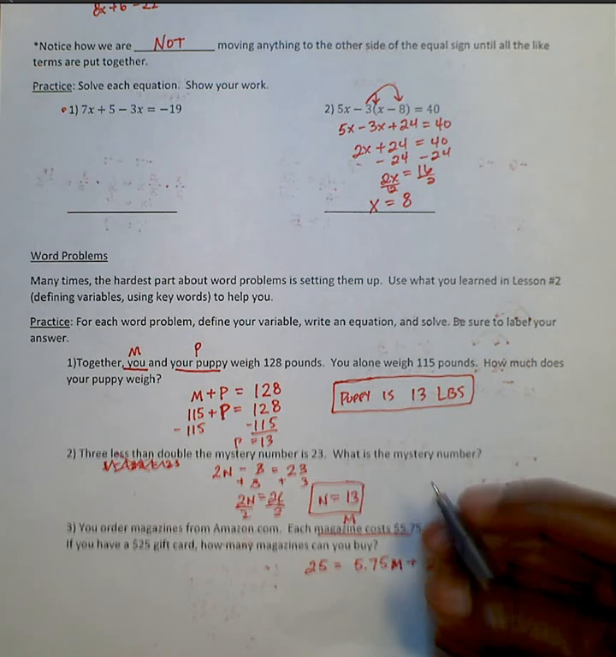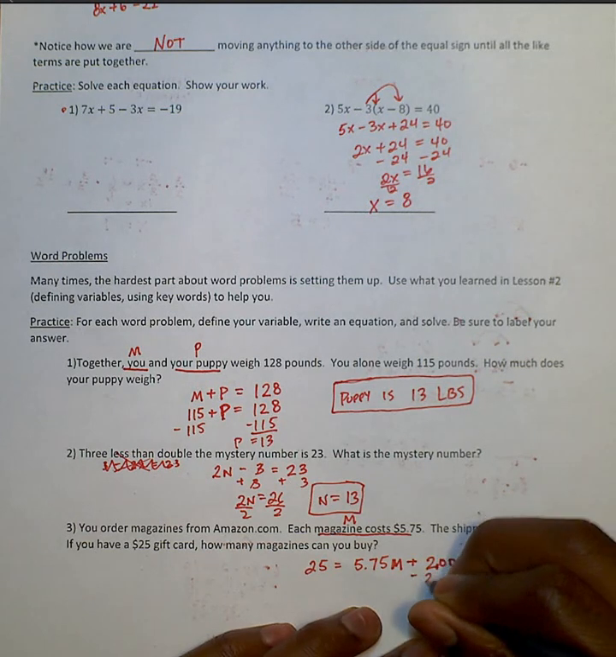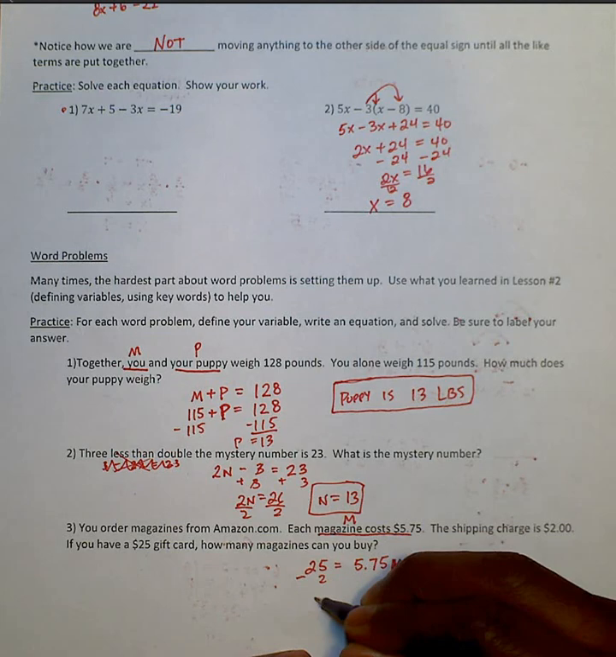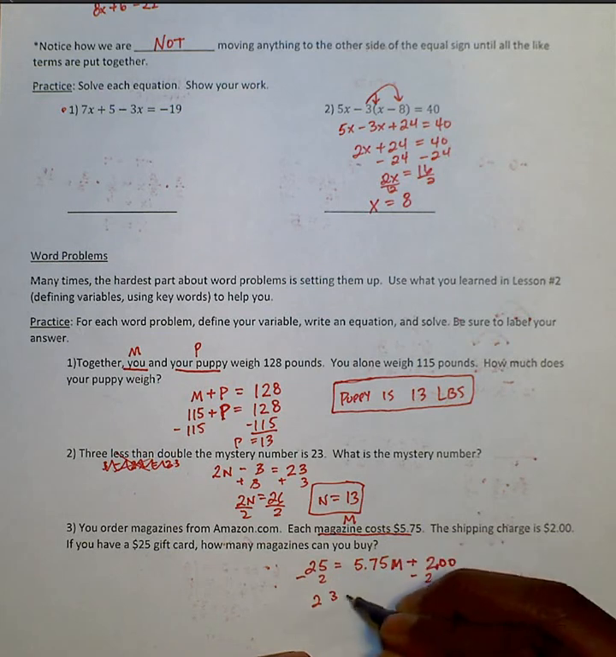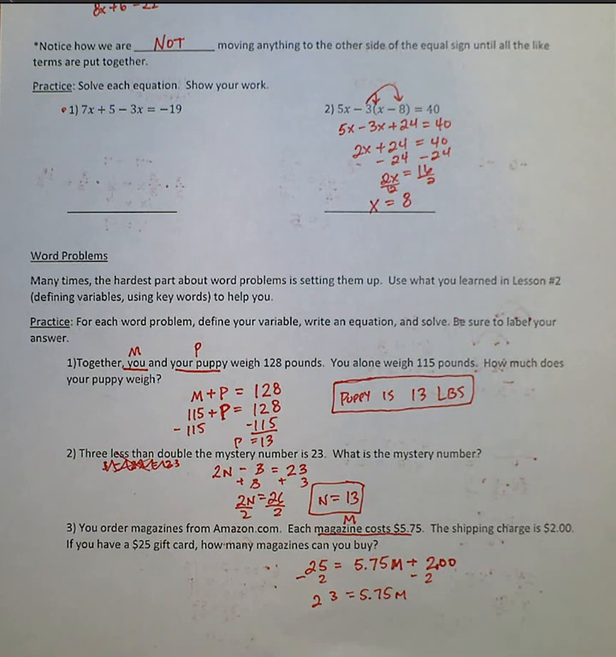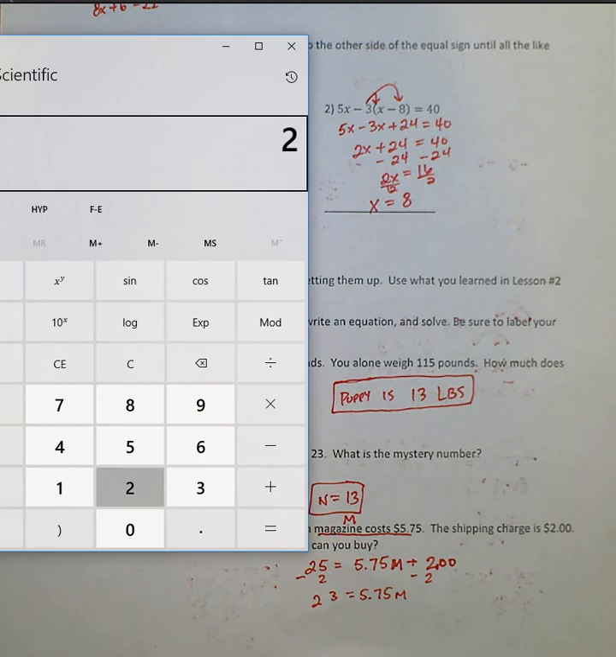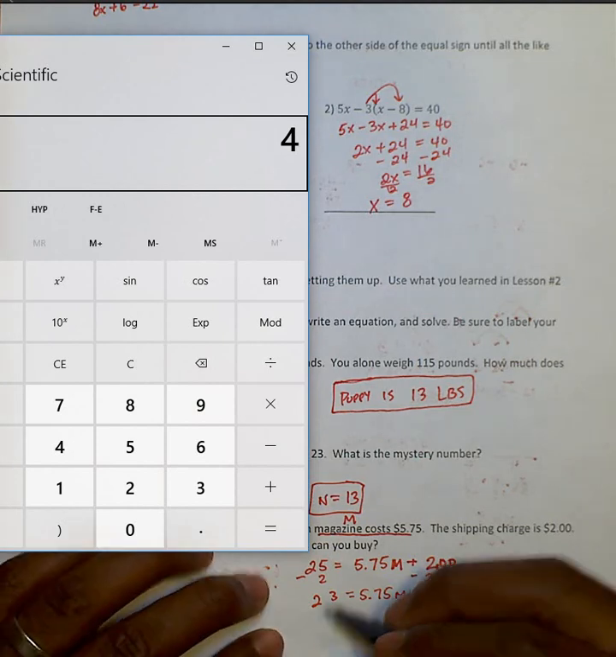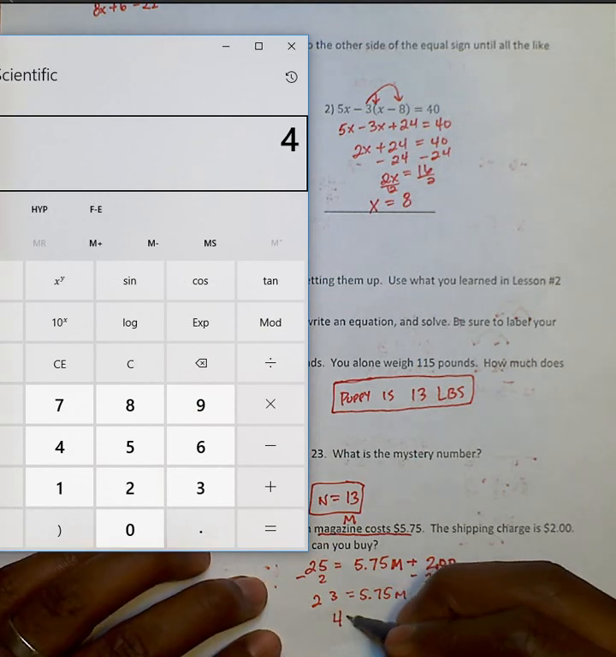Okay, so now let's do that. I'm going to subtract 2 from both sides. I'll get 23 equals $5.75 times M. And to find out what M is, I'm going to have to use my calculator. 23 divided by 5.75. Oh, that gives me 4. Okay. So how many magazines can I order? 4.